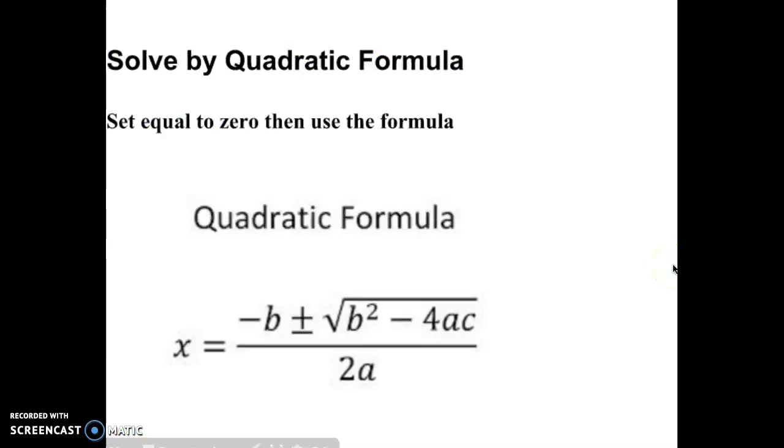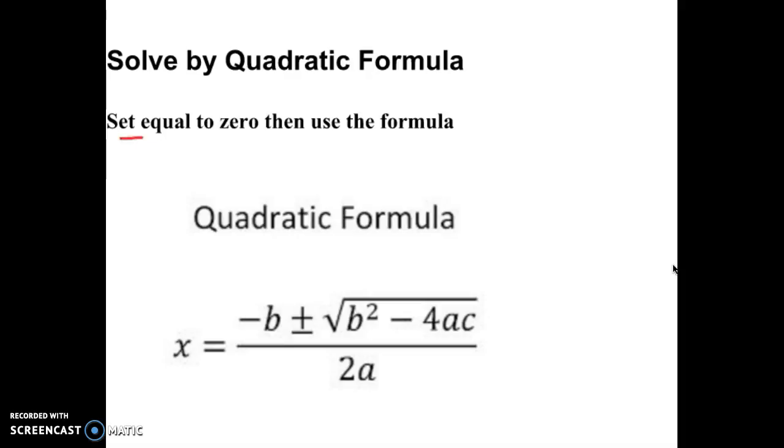Okay, here's the quadratic formula if you want to go ahead and take a second to write it down. We have it down here. Notice how you have A's, B's, and C's. These are going to be the same A's, B's, and C's that we've been talking about. A is always the number in front of x squared. B is always the number in front of x. C is always the number by itself.